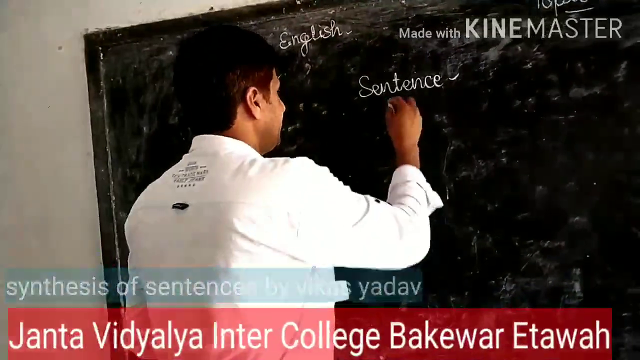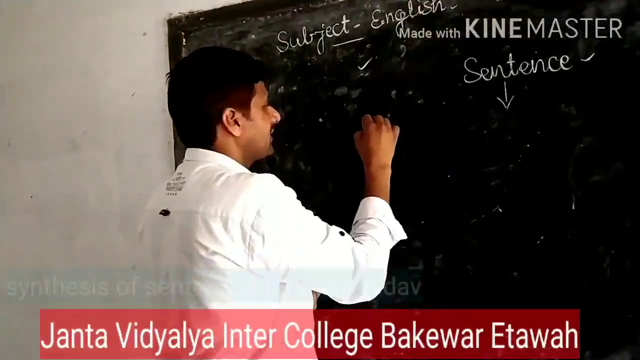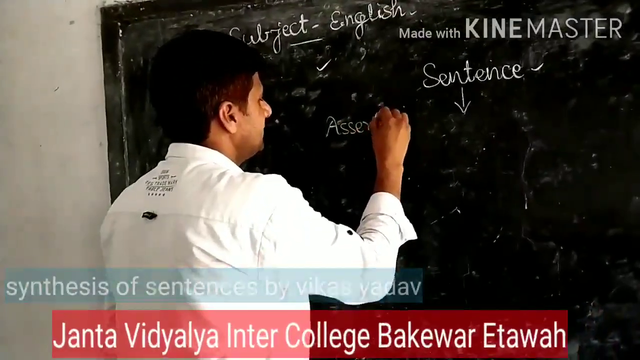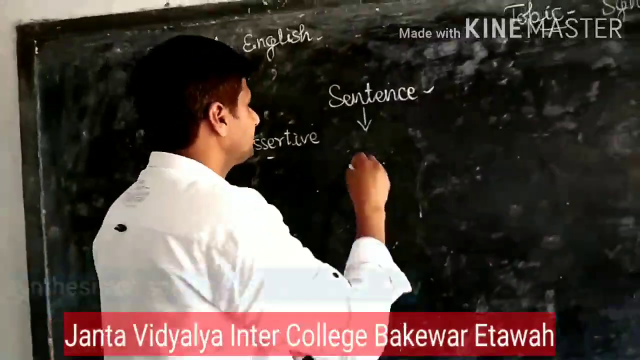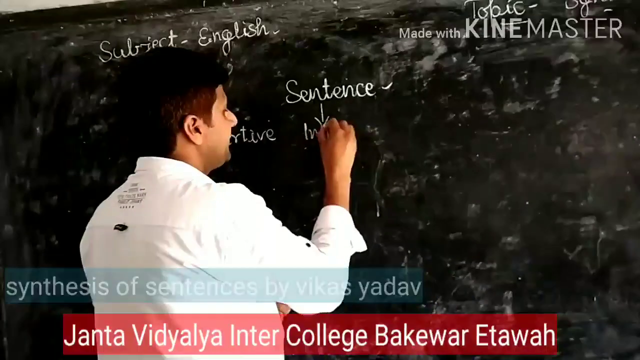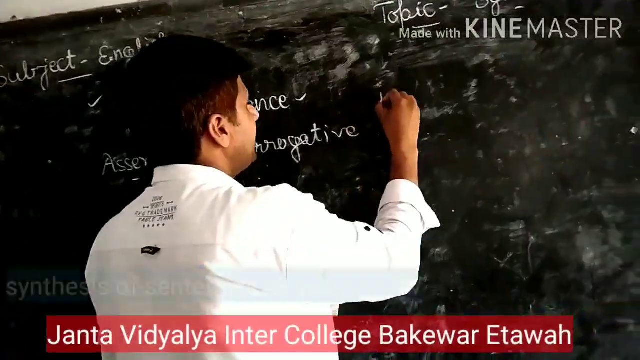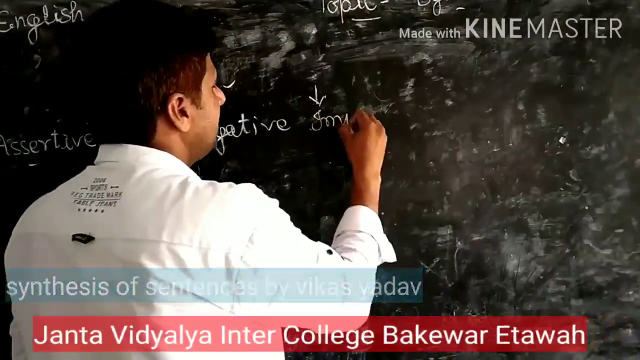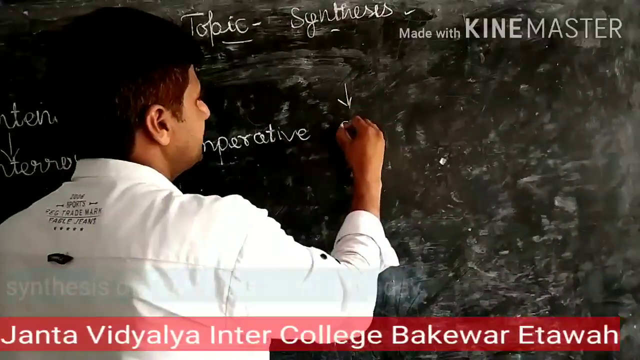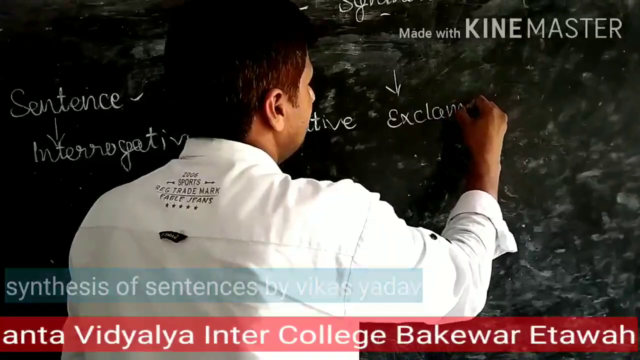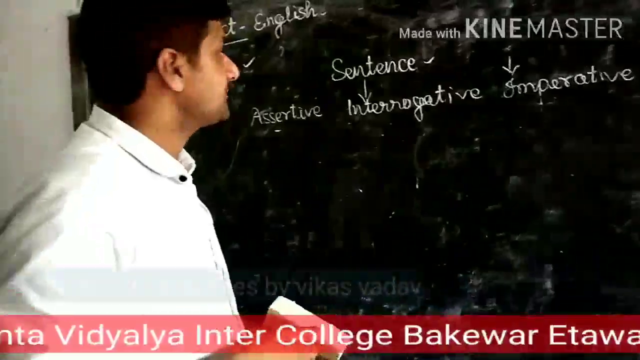You have studied in earlier classes that there are 4 types of sentences. Assertive sentences. All the students have studied about assertive sentences. Interrogative sentences. Imperative sentences. And exclamatory sentences. So there are 4 kinds of sentences which you have already studied, my dear students.